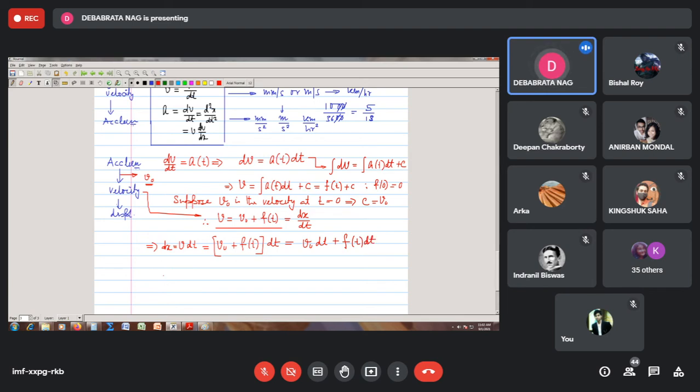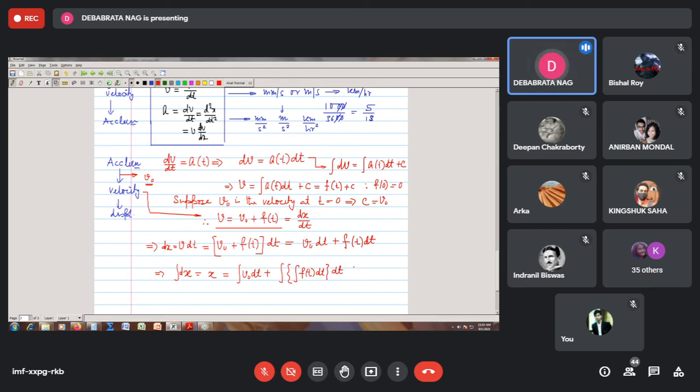Now if I integrate it again, then what we will be getting is integration dx, which will be essentially equal to x, that will be equal to integration v0 dt plus integration of f(t) dt. So it is called successive integration.